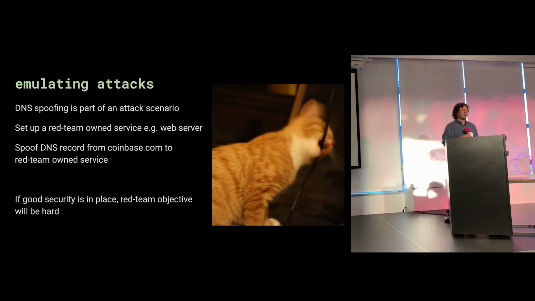So the red team would have to set up some sort of red team owned service, so say a web server that's going to pretend to be the real service. And then we would set up a spoofing operation to make sure that the response, we say we're going to coinbase.com, actually it gets redirected to the red team owned service. That's where the whole profit thing comes from in the title, by the way.